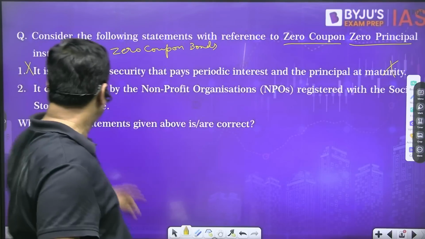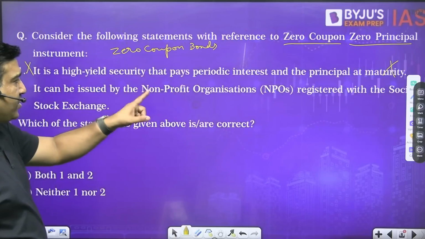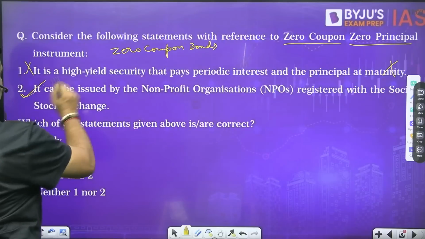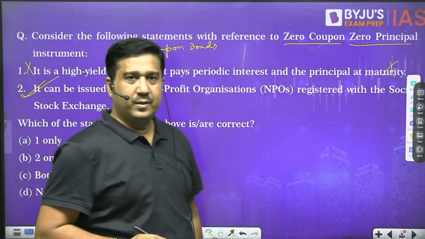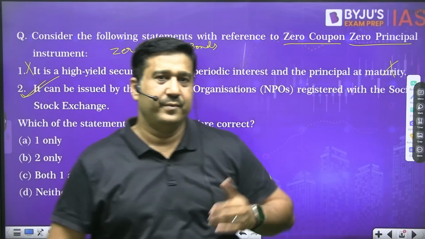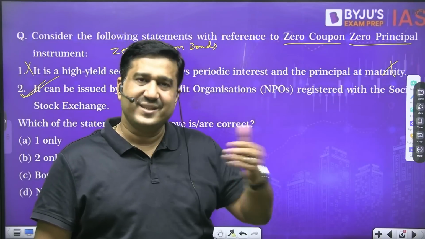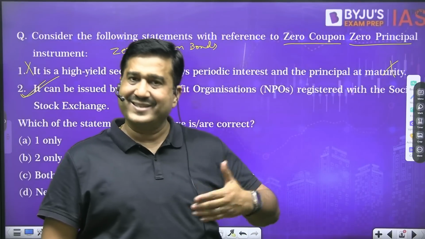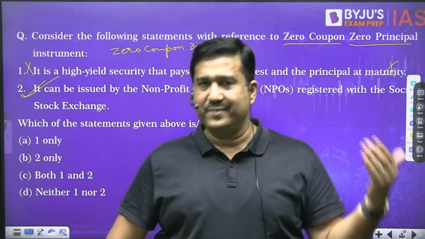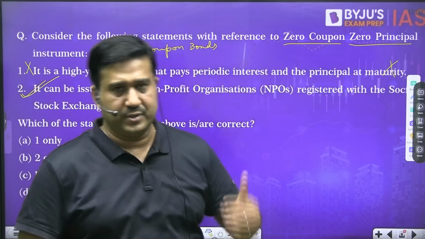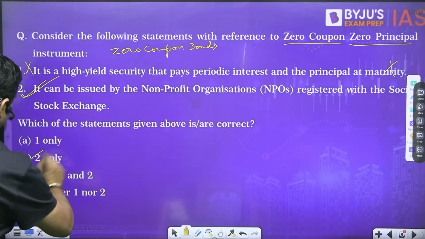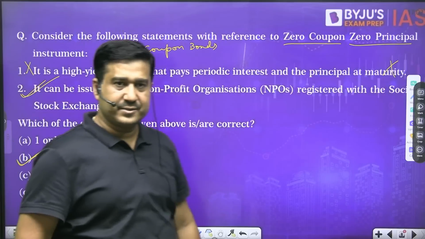Statement number 2: it can be issued by the non-profit organizations registered with the social stock exchange. Absolutely correct. When such NGOs, such NPOs receive any money, they just give a receipt. The donor just gets a receipt. And there is no maturity period after which they will receive their money back, because actually it is in the form of donation, charity. So statement 2 is correct. Answer is B. First statement is incorrect.